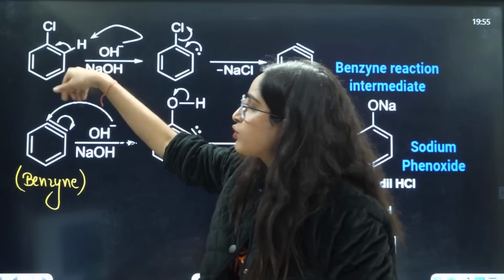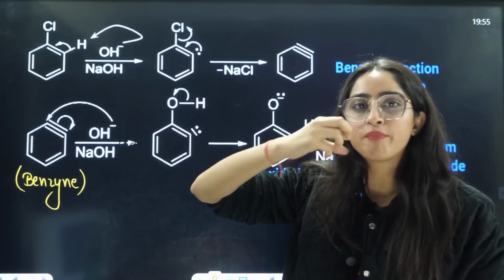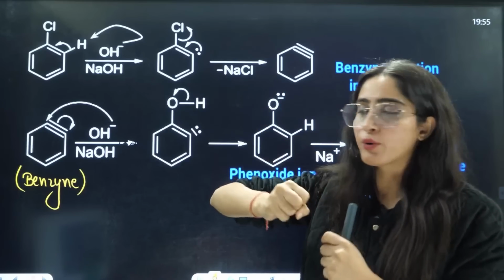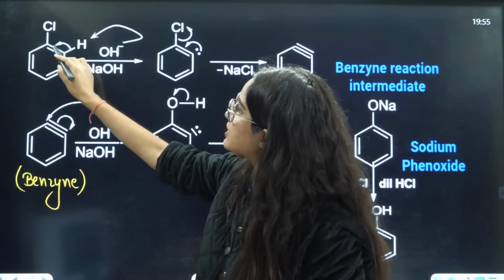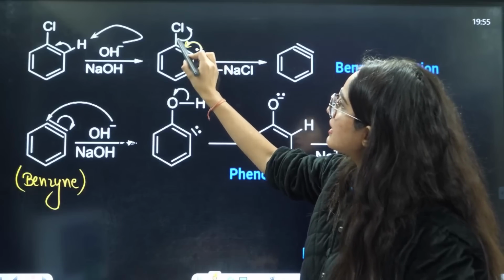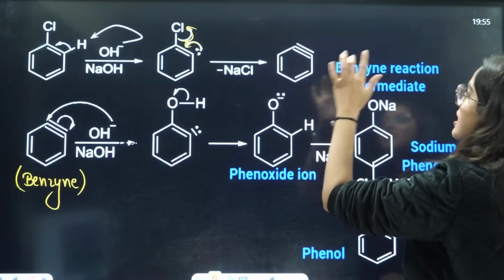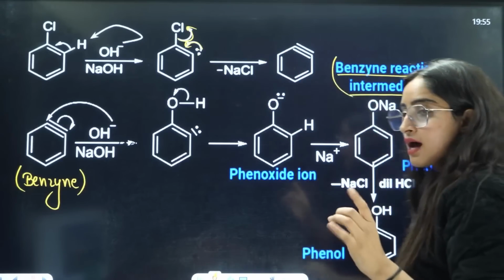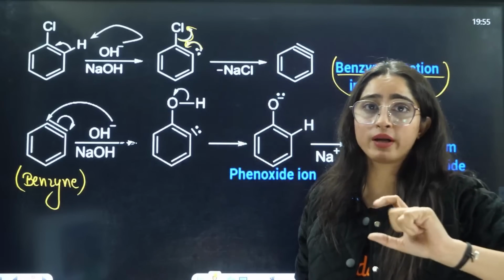Now, you have chlorobenzene, and first you have added a base here. What is the work of a base? A base wants to abstract the proton. It wants to accept the proton. So it will take out the proton here and the electrons will jump over here. Two electrons will jump, and hence you will have the formation of this benzyne intermediate.